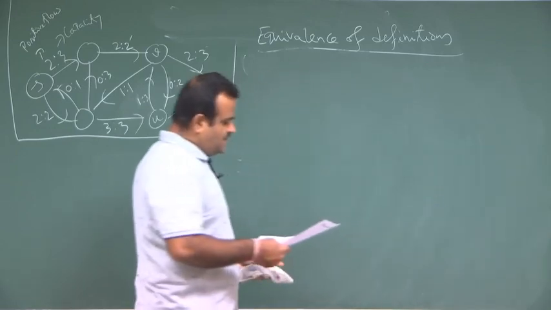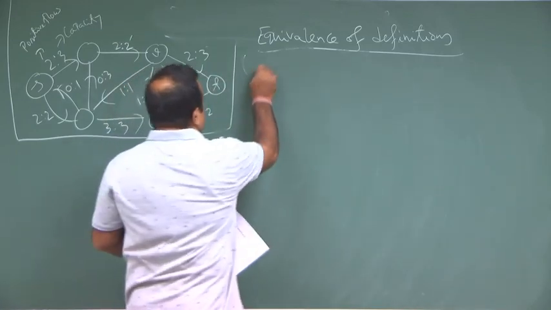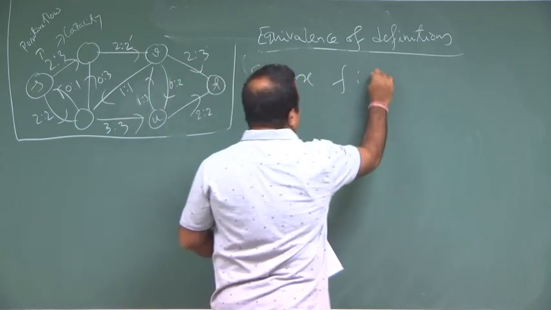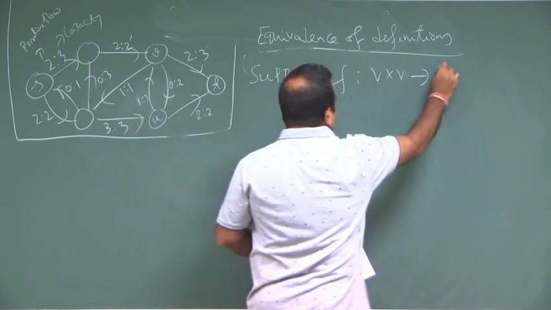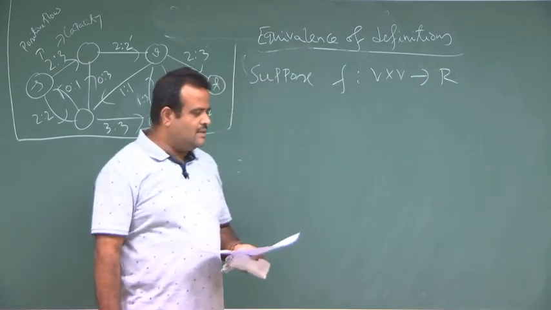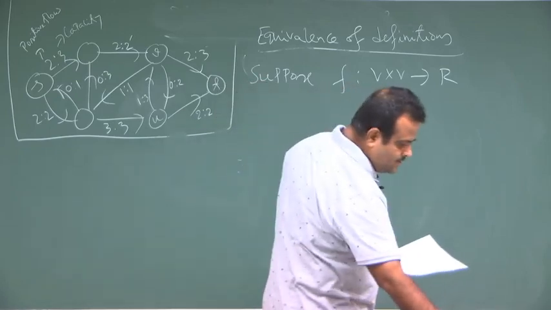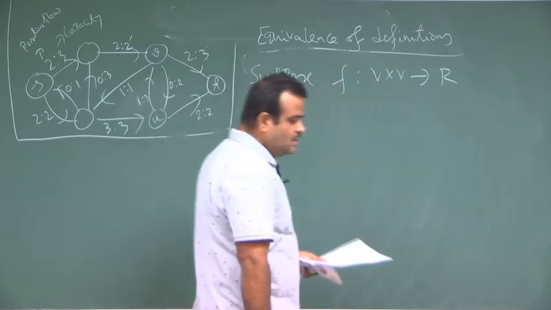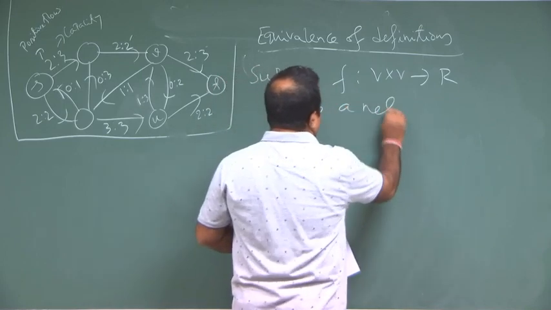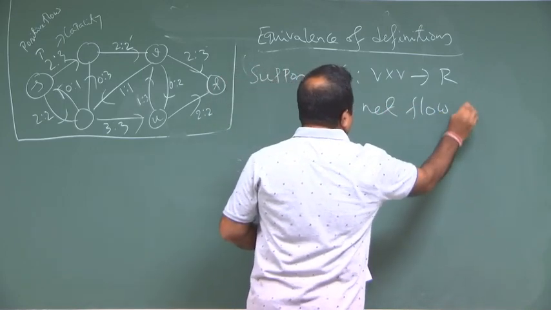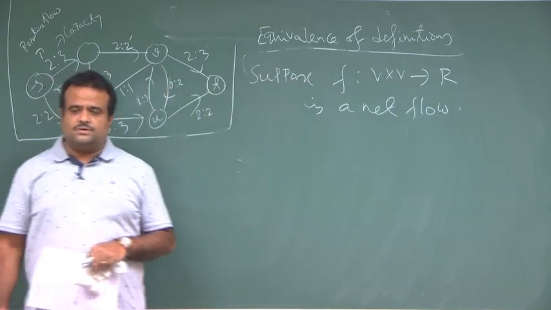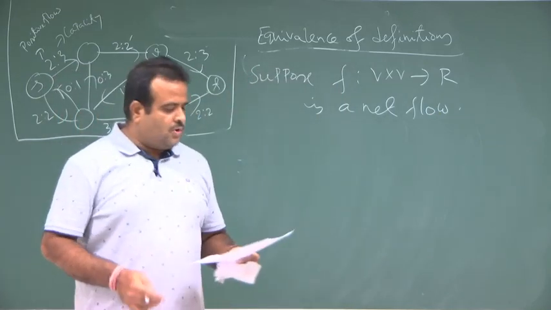Suppose we have been given a net flow. This is a net flow function. Now, if this is a net flow, the question is how we can have a positive flow function.